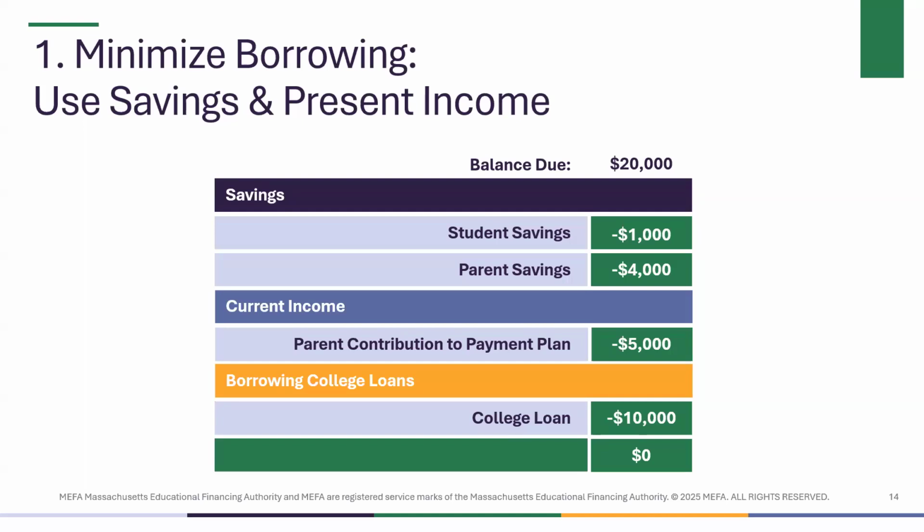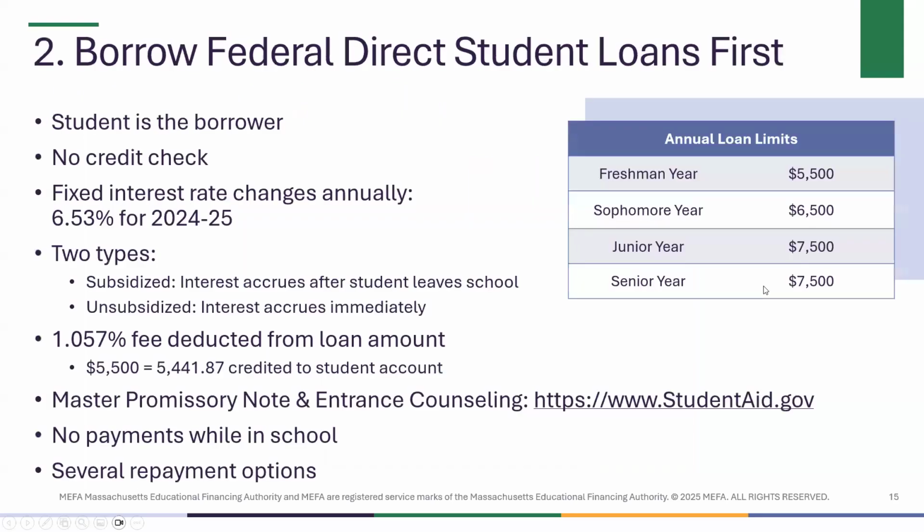So by using savings and current income, we've chopped our bill in half. So this family only has to borrow $10,000 versus $20,000, which, as you've seen, just taking off a little bit, even if it's $2,000, you can really save a lot in that total cost of the loan.